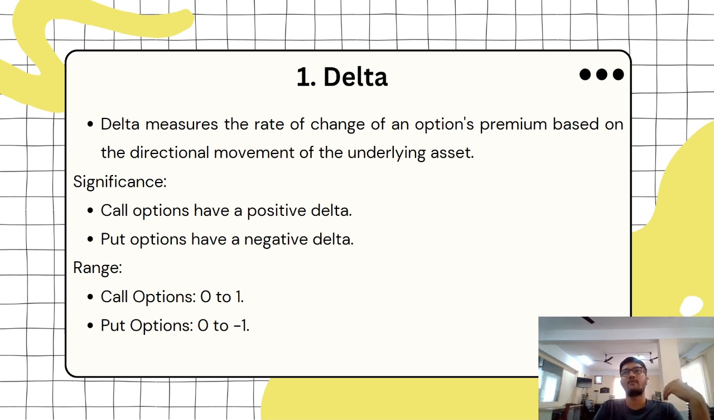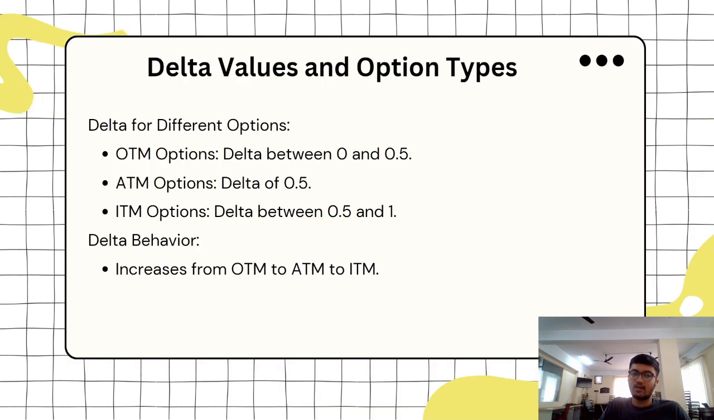Because you make money in put options when the price of the underlying is going down, right? So the delta needs to be negative. If the price of the underlying goes down, your portfolio should be in profit if you are buying a put option, let's say. So delta helps you measure the rate of change of an option's premium based on the directional movement. How much the price of an underlying is moving compared to how much the price of an option is changing is covered by delta.